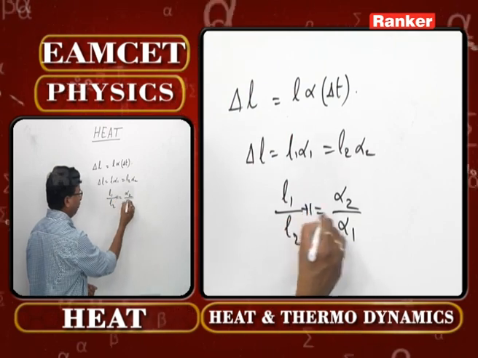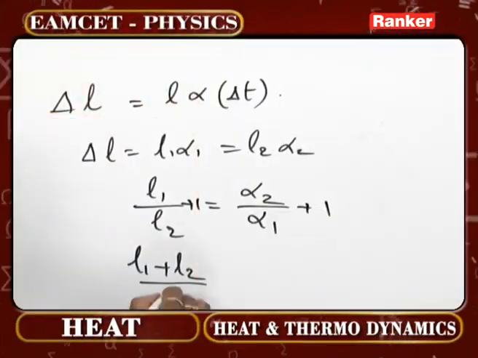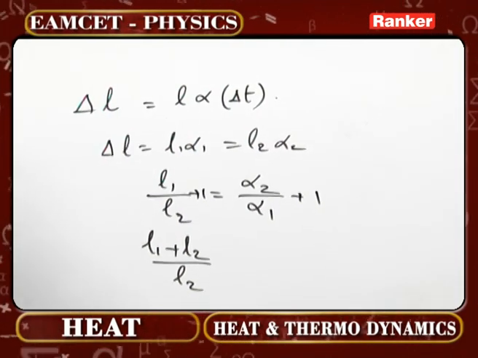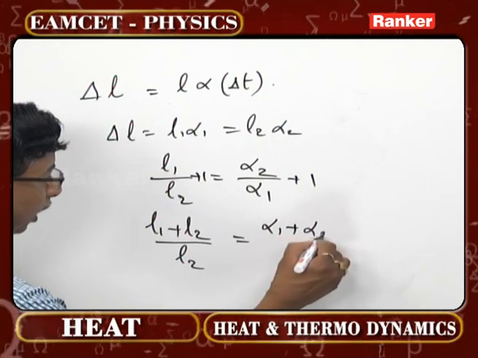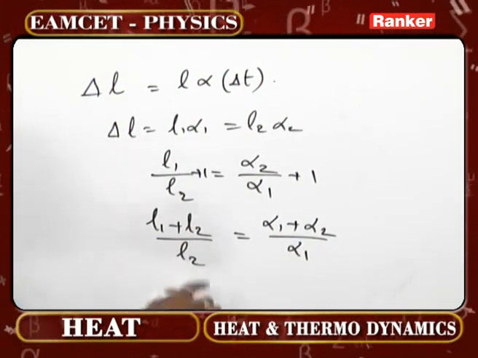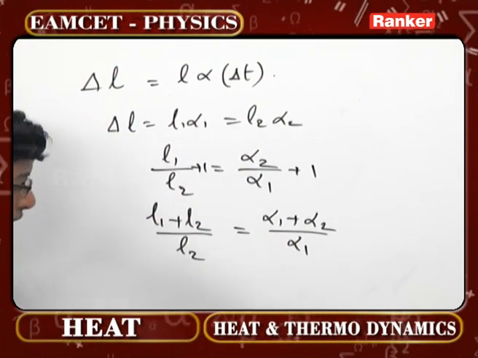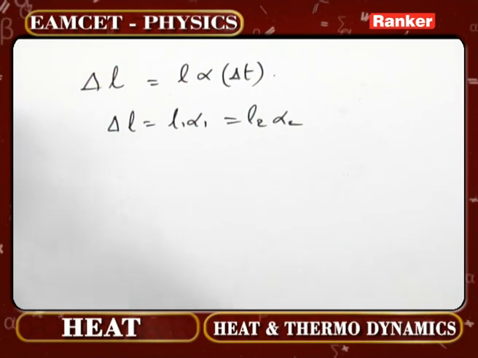Suppose if I add 1 on both sides, I will be getting L1 plus L2 by L2 is equal to alpha 1 plus alpha 2 by alpha 1. You can understand that one carefully here. But his question is not this. He is asking you alpha 2. Therefore, we just have to make a simple variation. What is that concept here?